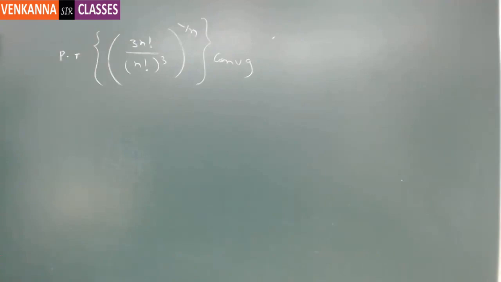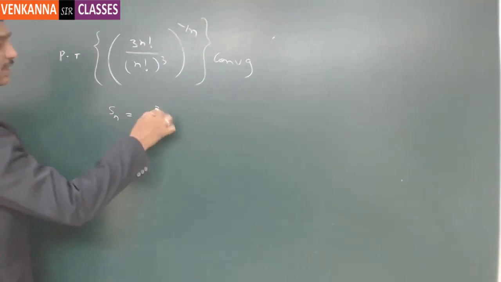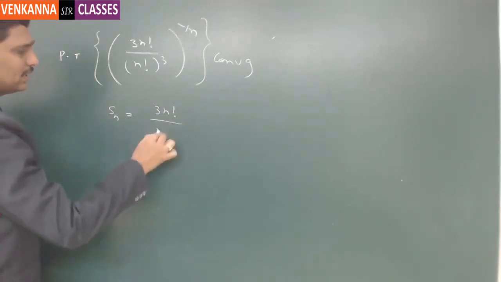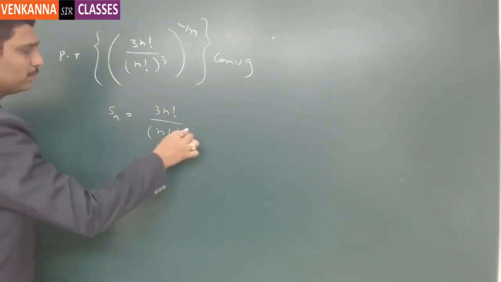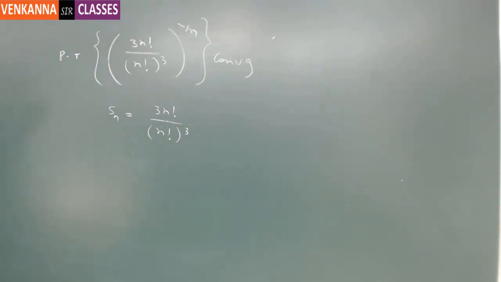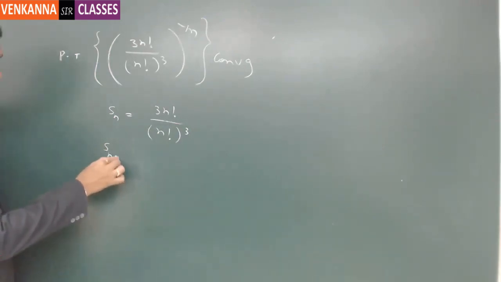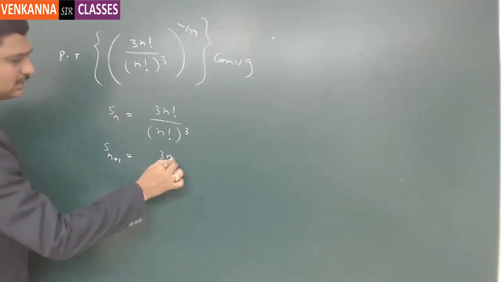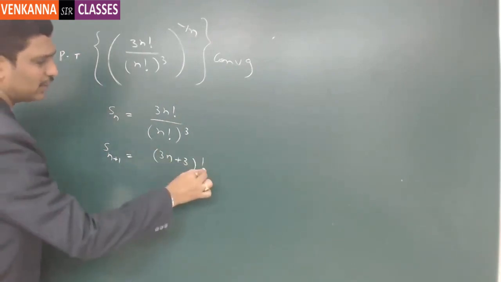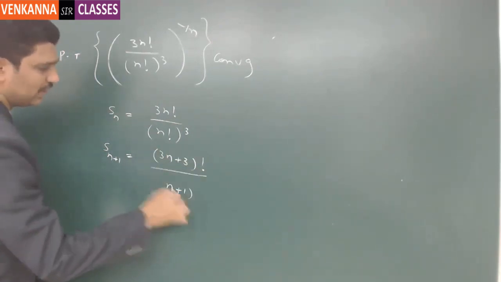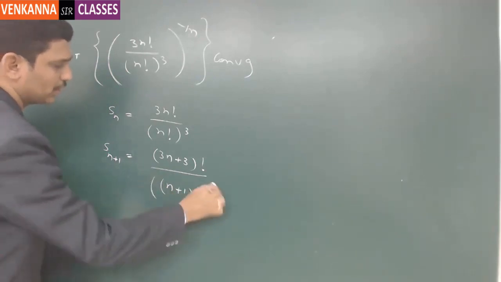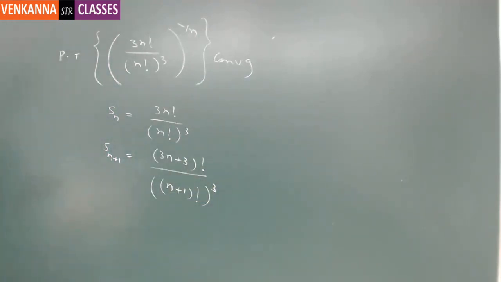So please take a note of it. Since whole power 1 by n is there, we use the same result here. So how to define Sn here? Sn is 3n factorial by n factorial whole cube. So if you write Sn plus 1, it is nothing but 3n plus 3 factorial by n plus 1 factorial whole cube. Accepted?